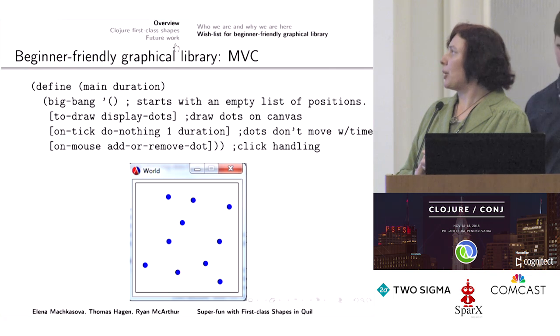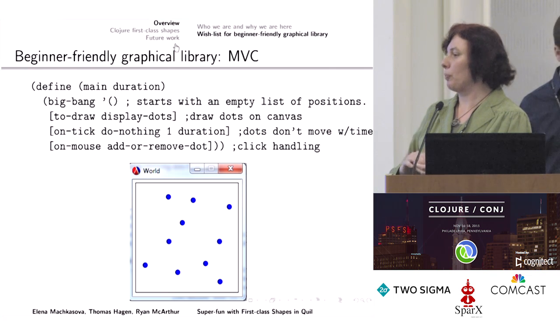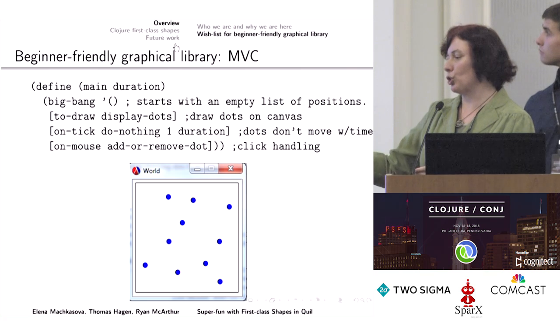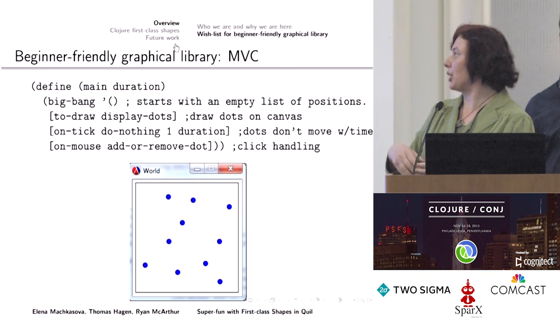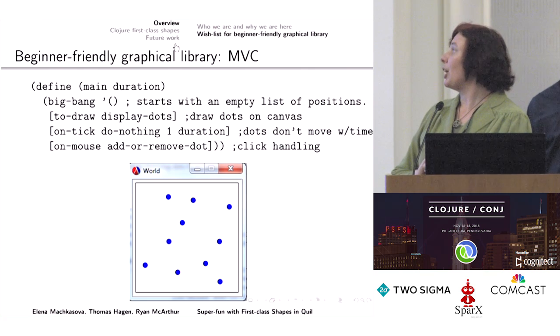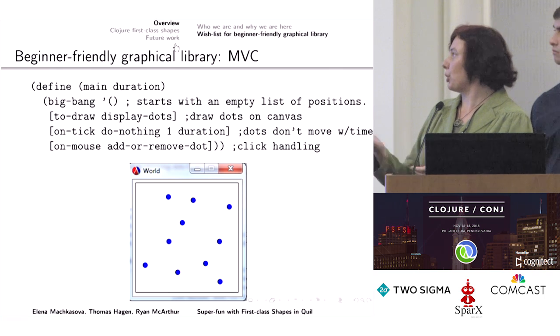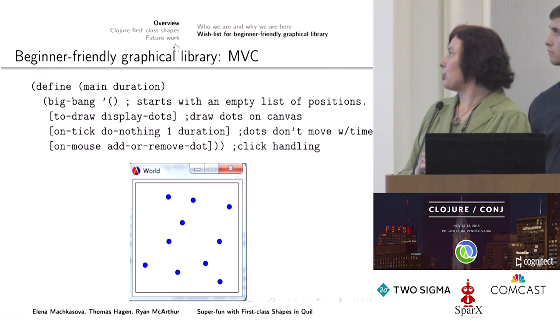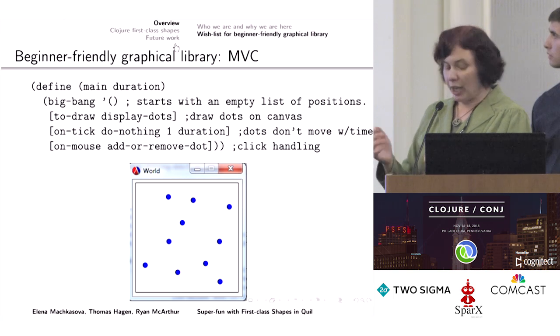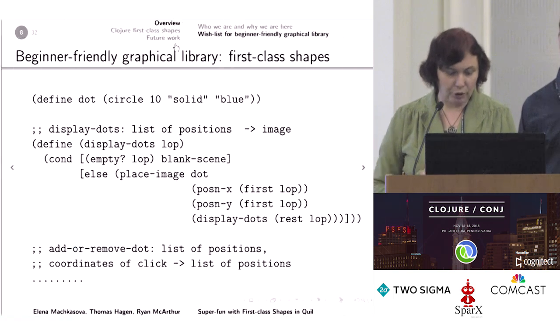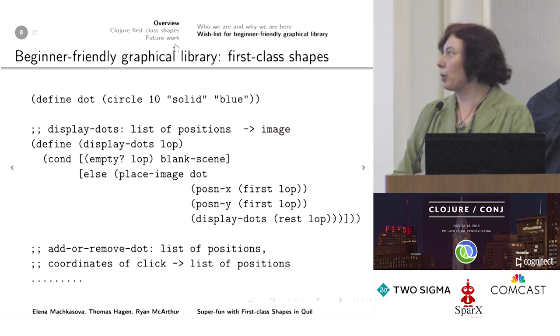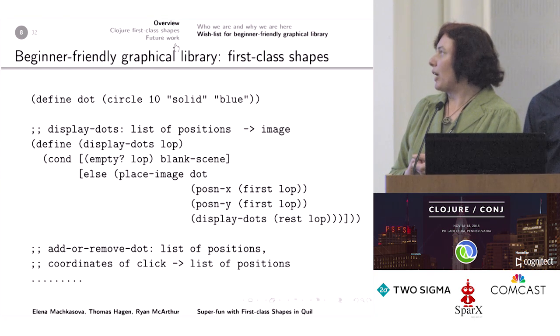There is a function that's called on a draw event. So when we need to draw, that takes that world state and creates the image that you see. Nothing is happening on tick, because the world is not changing on the clock tick. And then on a mouse click, we add or remove a dot.